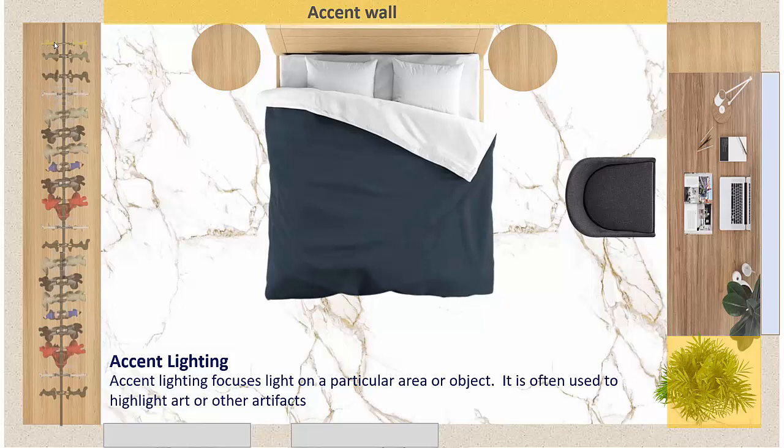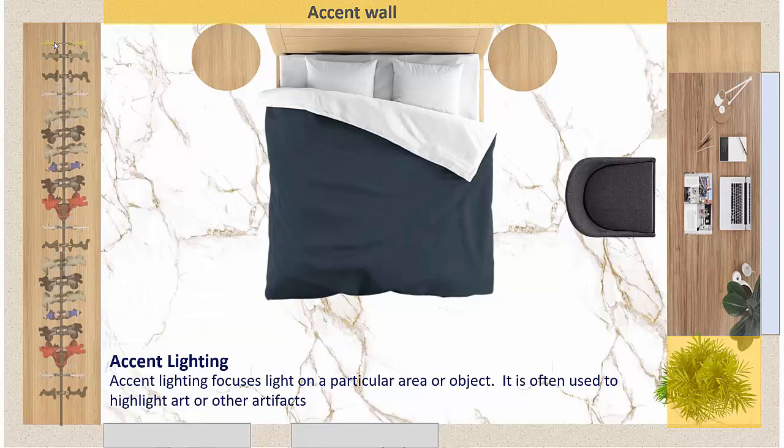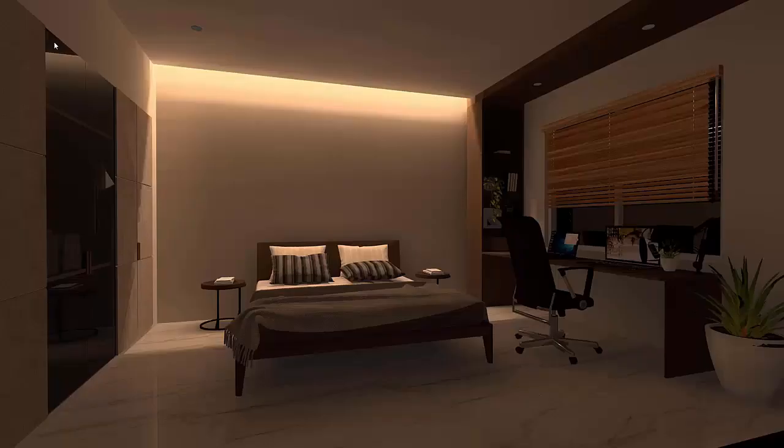To work on this layer of lighting, we need the details we jotted down in our step 2, that is, observing the features of this room. What we listed was that I have an accent wall, a nice plant, and a nice bookshelf. Let's work on this layer, accent lighting, one by one. So the first one would be the wall.